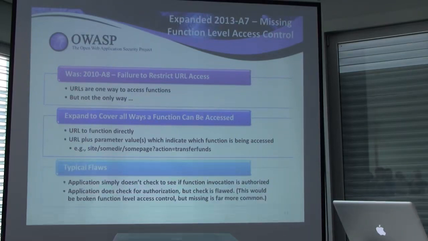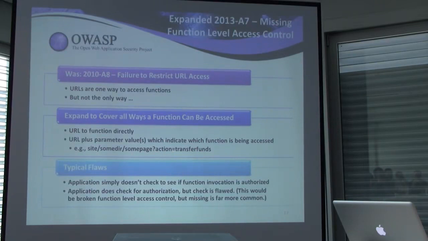That's the data piece. And we used to say failure to restrict URL access because that was the primary problem that people were not doing, because a URL would go to a single function and they weren't checking, and there could be 10 functions there or only 1 function there, whatever. They weren't checking and you were doing things you shouldn't do. But that's not the only way to access a function in a web app, right? There's lots of ways of doing it.